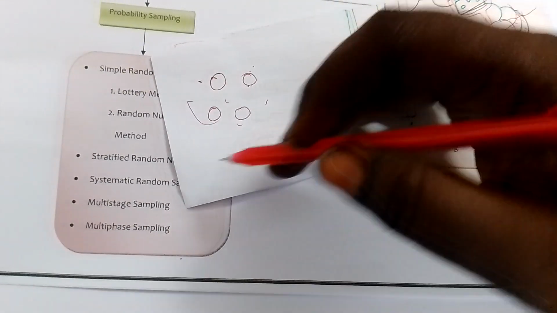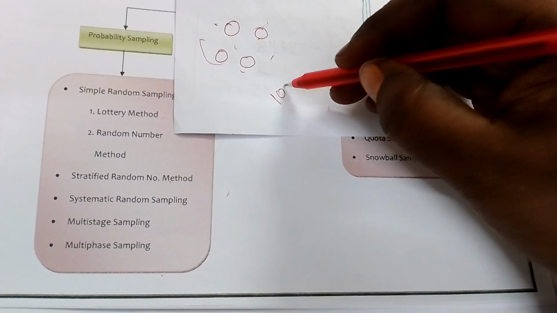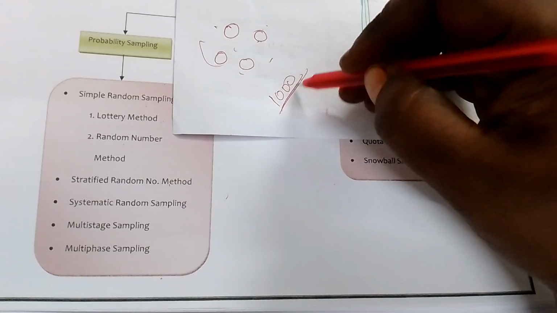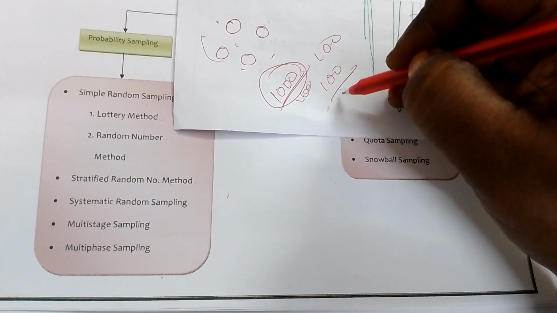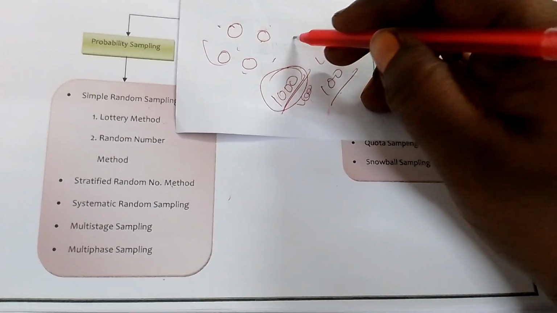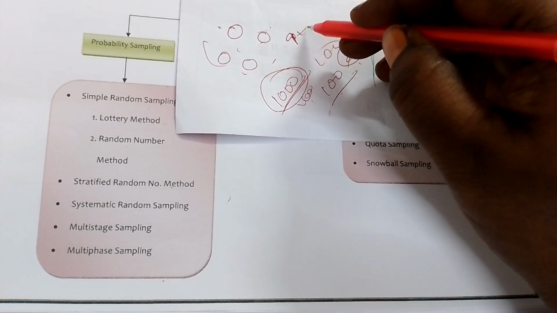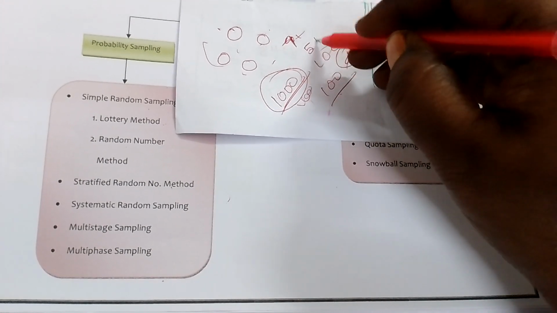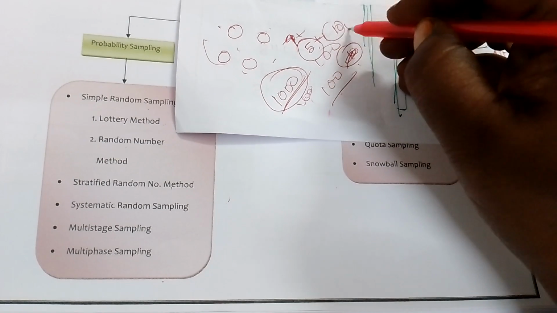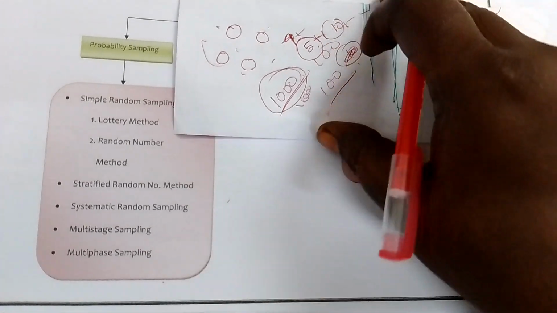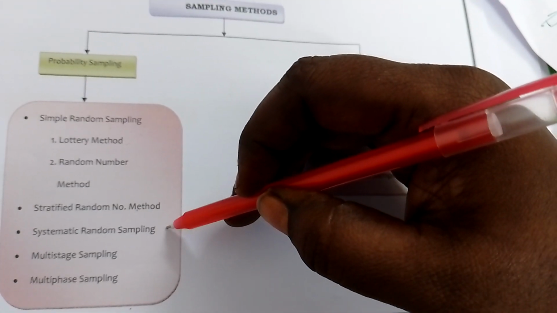Then systematic random sampling. For example, you have a population of 1,000 and you need a sample of 100. So within every 10 numbers you select one number, maybe 9, or you select the number 5. So 5 will be your first sample, then 10, 15, like that you can keep selecting until you reach the required sample. This is the system we follow, systematic random sampling.